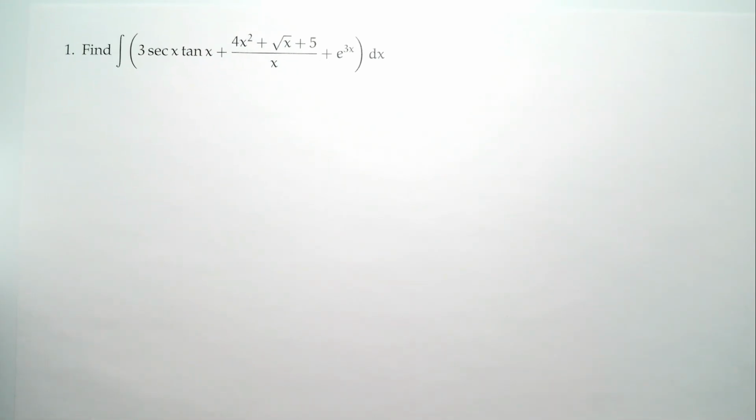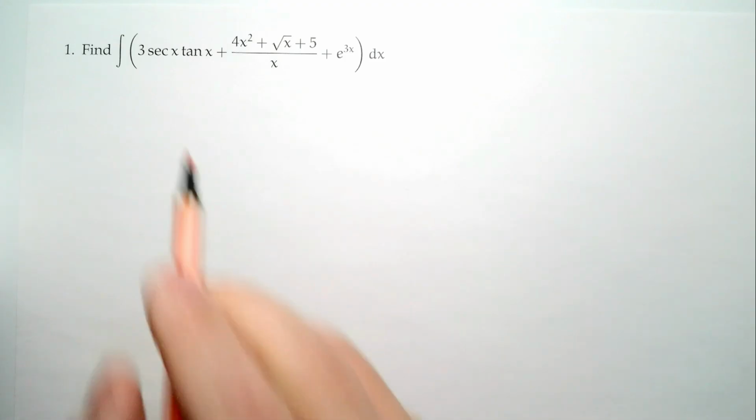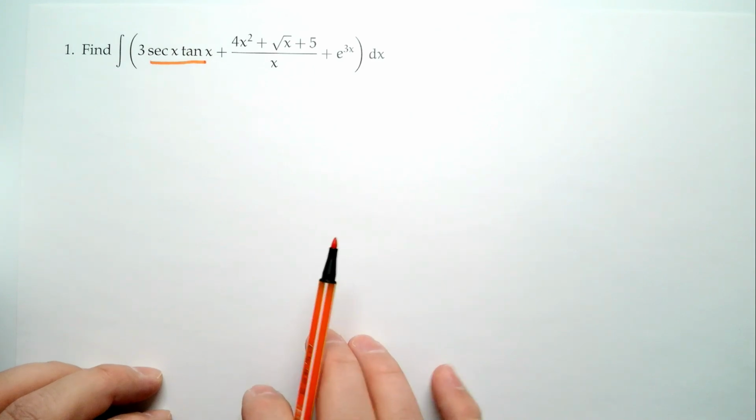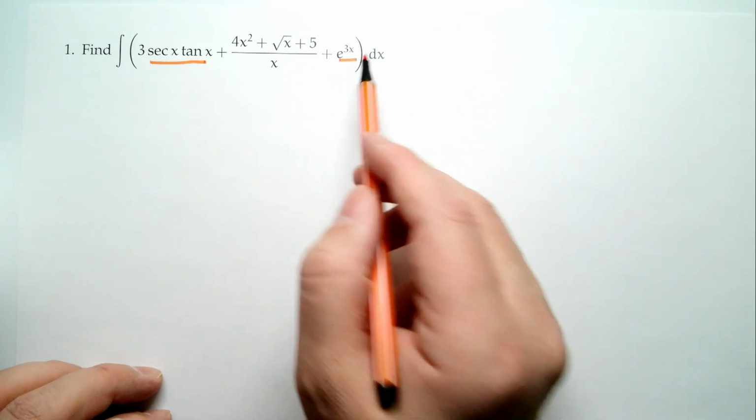Find the integral of 3 secant x tangent x plus (4x squared plus root x plus 5) all over x, plus e to the 3x. Now, the good news is 2 of these pieces are pretty much freebies. The secant x tangent x, that's on our list. E to the 3x, that's also on our list.